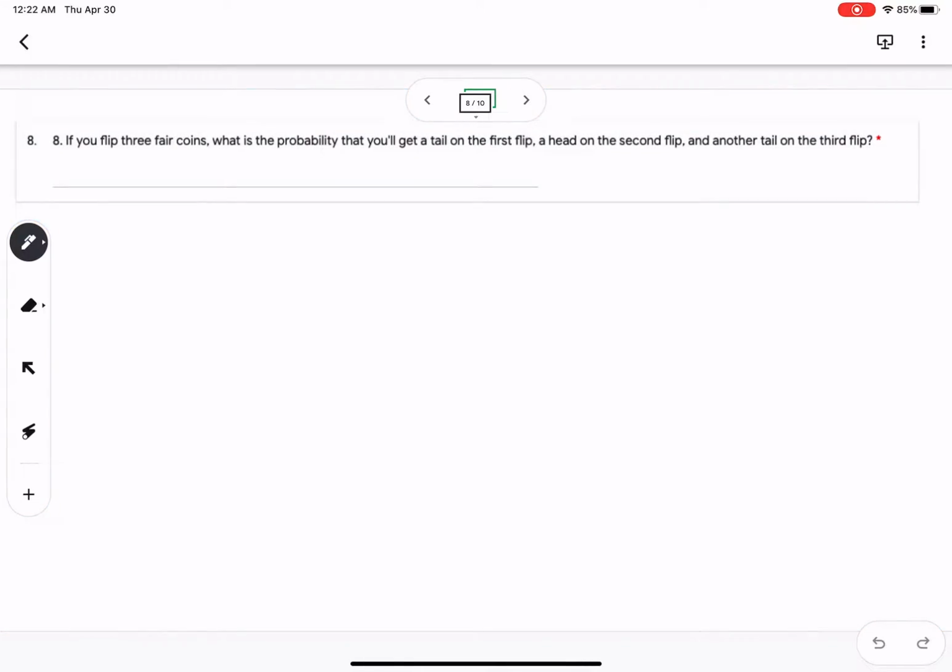All right, if you flip 3 fair coins, what is the probability that you'll get a tail on the first flip, a head on the second flip, and another tail on the third flip? This is very similar to that other question we did. So let's look at all the possibilities that could happen here. Again, 3 flips. So we could get all heads.